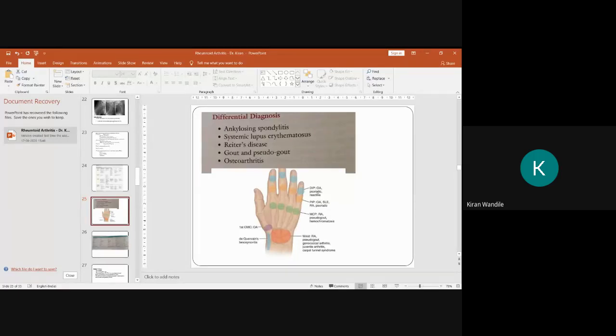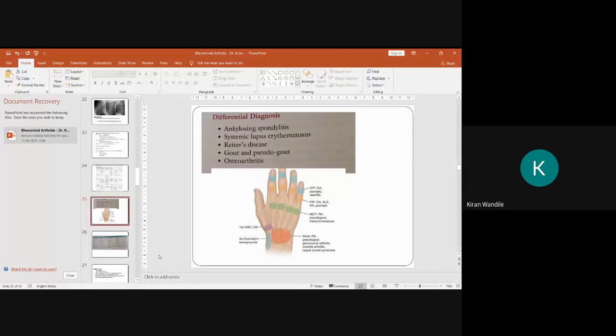So if the patient is having DIP joint involvement, you suspect osteoarthritis, psoriatic arthritis, or reactive arthritis. If the PIP joint involvement is present, you first assume it as rheumatoid. Then osteoarthritis, SLE, and psoriatic arthritis. If the metacarpophalangeal joint is involved, you assume rheumatoid or pseudogout or hemochromatosis. And if the wrist joint is involved, it is usually rheumatoid arthritis, pseudogout, gonococcal, juvenile.